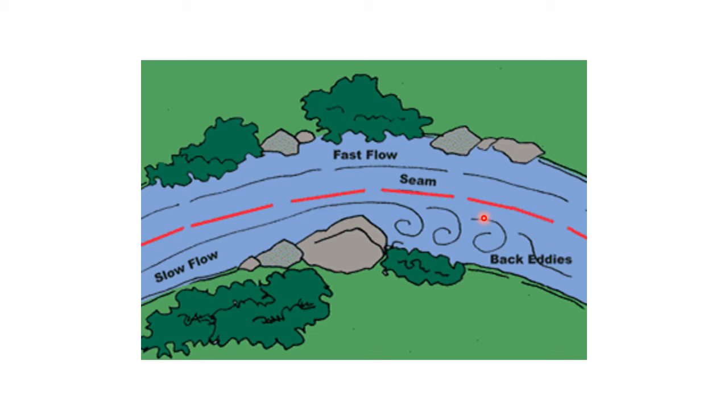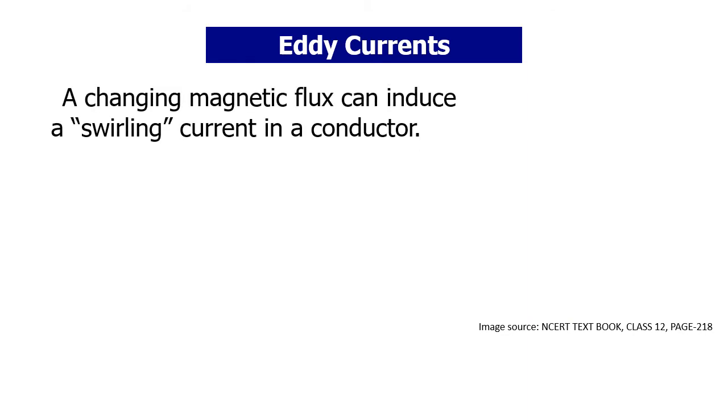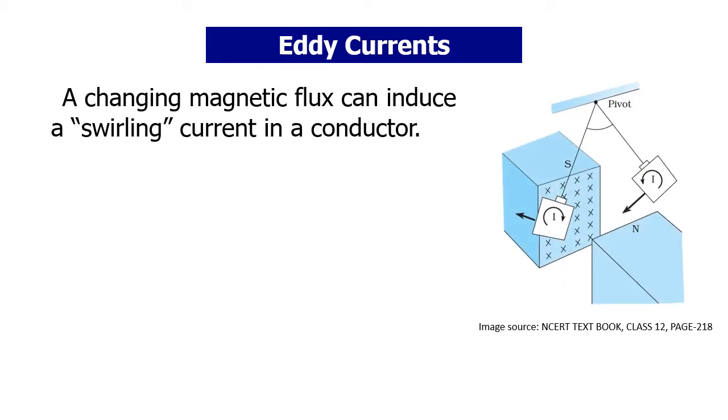So that is the topic, eddy currents. How will eddy currents generate? A changing magnetic flux can induce a swirling current in a conductor. Means, if you observe the diagram, if a conductor is moving in a magnetic field, then due to the relative motion of the conductor or the magnet, compulsorily there should be a relative motion. Due to that, there is a whirl in the conductor, meaning electrons will get a sudden rotation.